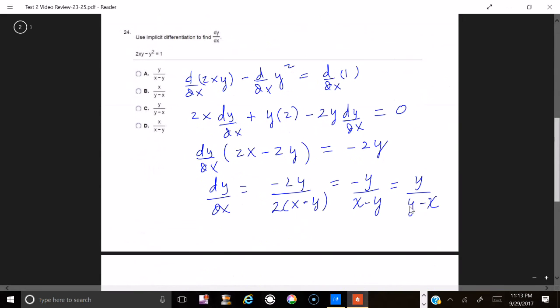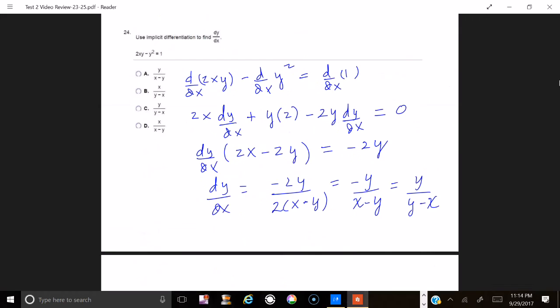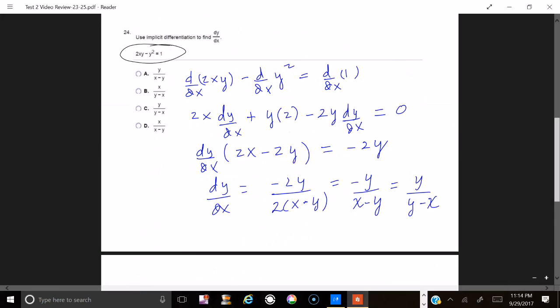Number 24, we need to find dy dx using implicit differentiation. We have the relationship here, 2xy minus y squared equals 1. And the first thing you do when you get ready to do implicit differentiation is take d dx of every term. So we take d dx of 2xy minus d dx of y squared equals d dx of 1.